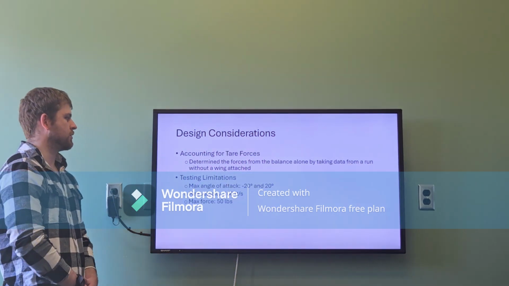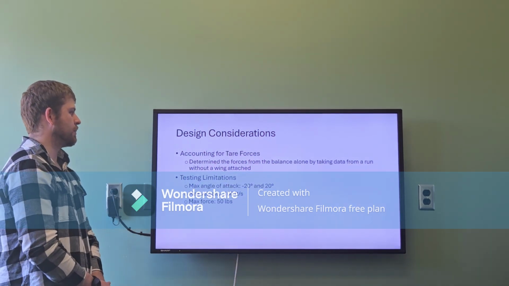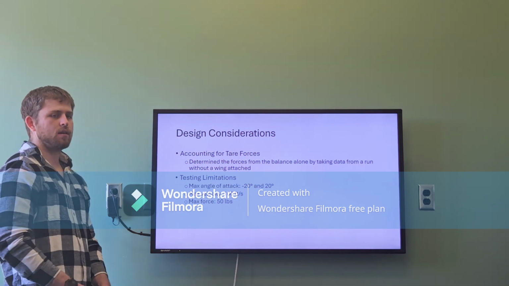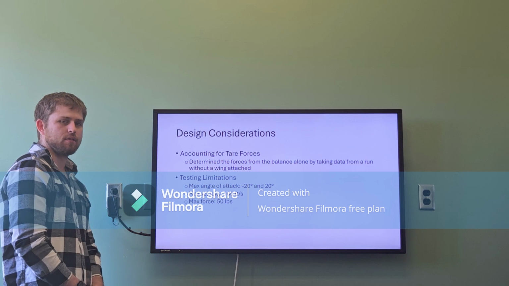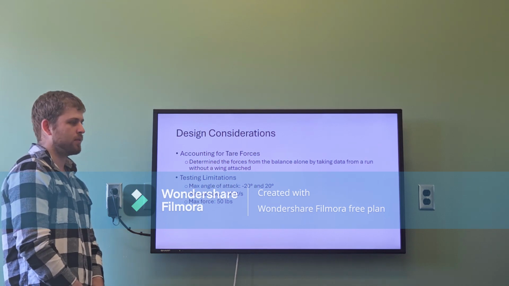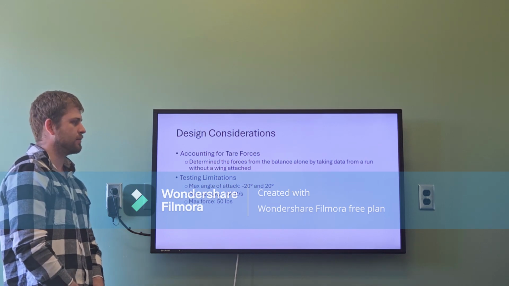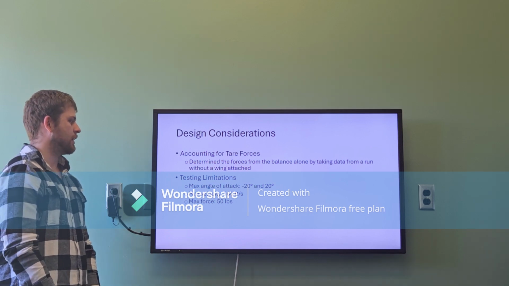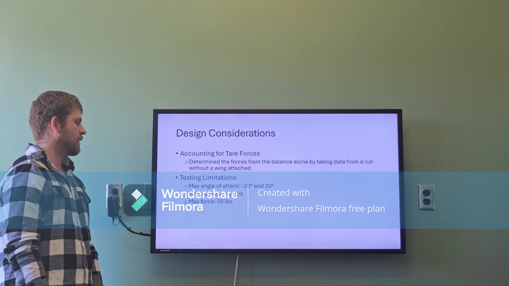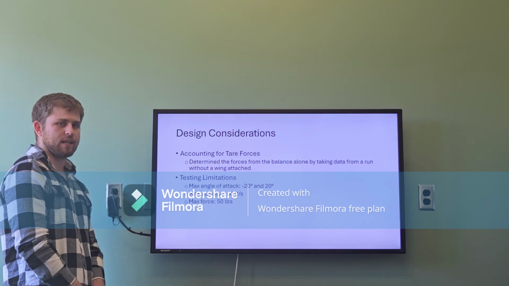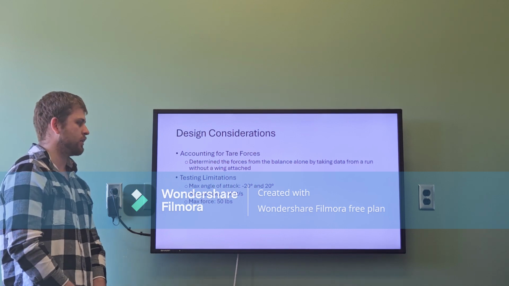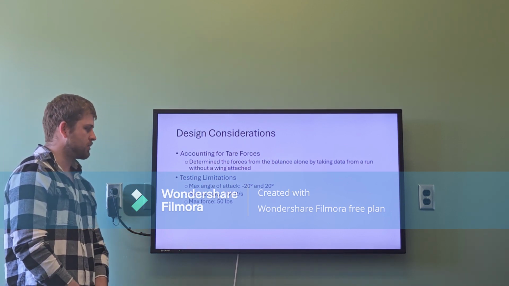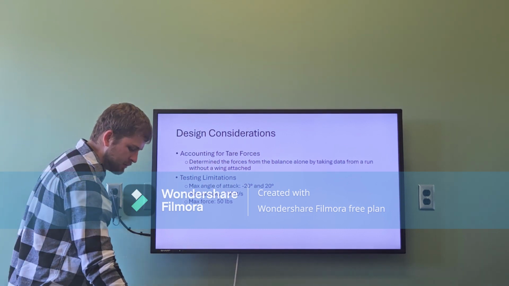For the tare forces, we accounted for this from the balance alone by taking data from a run without a wing attached. These tare forces account for any of the forces in the wind tunnel that contribute to lift and drag that do not include our wing. During this experiment, we are going to establish the limitations of a max angle of attack between -20 and 20 degrees, maximum velocity of 100 feet per second, maximum force of 50 pounds.